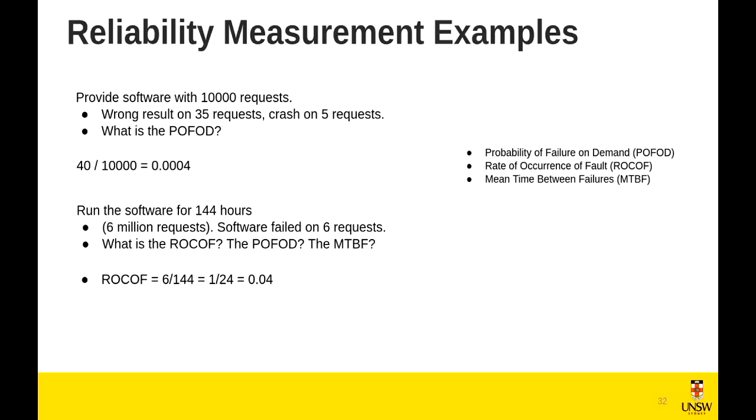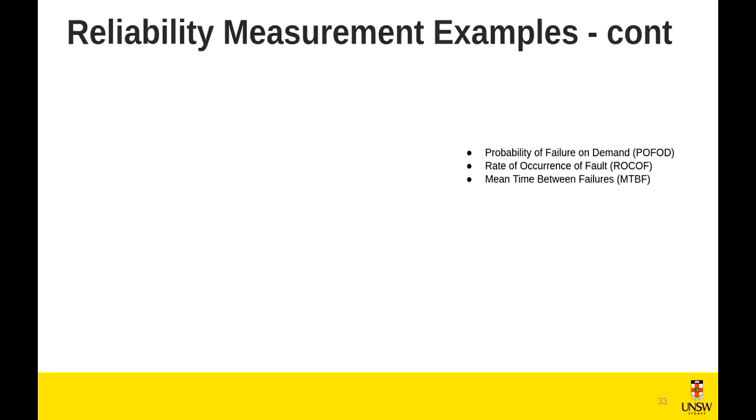What is the probability of failure on demand? Yes, 6 over 6 million. And sorry, what is the mean time between failures? Yeah, 144 divided by 6. Yes, that's roughly one failure per day. So let's continue.